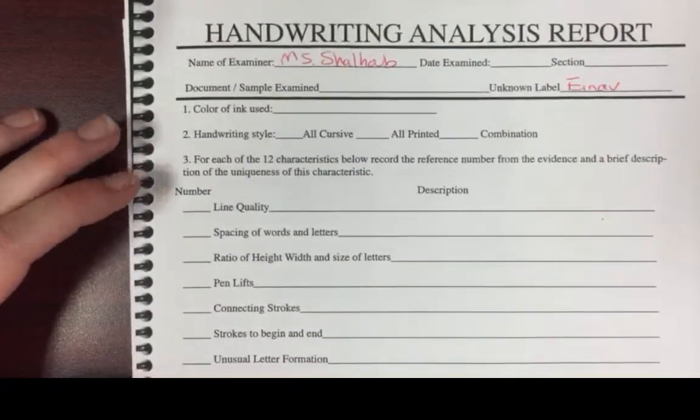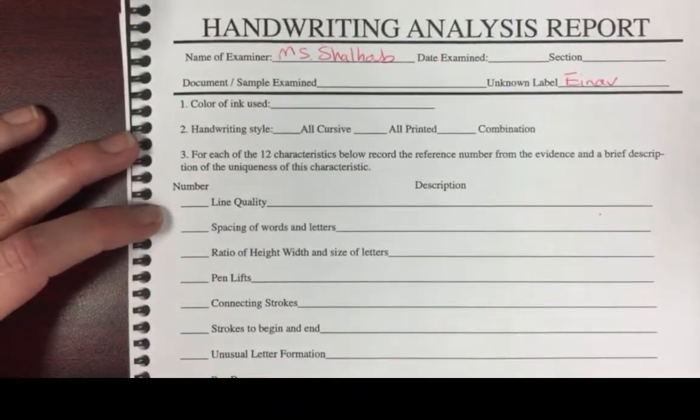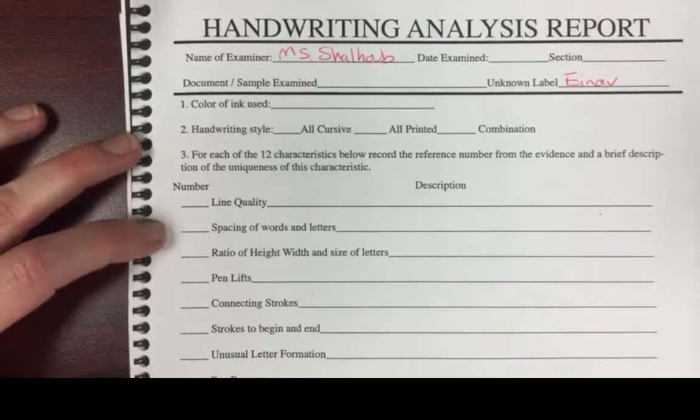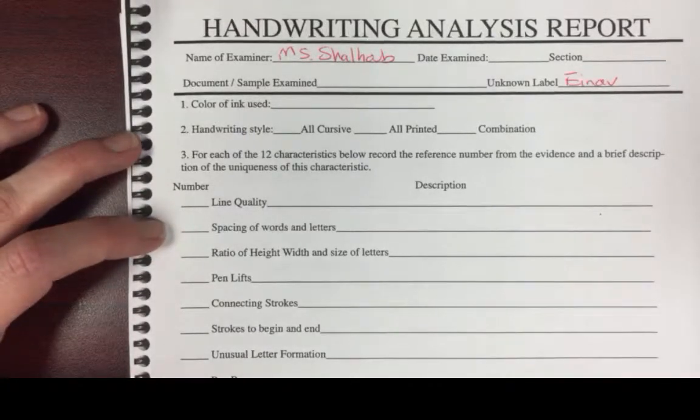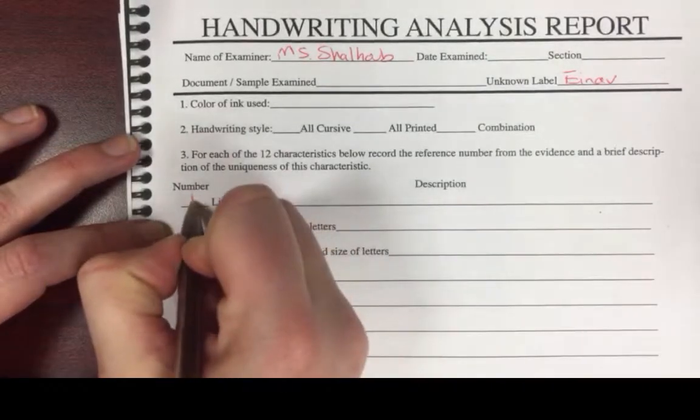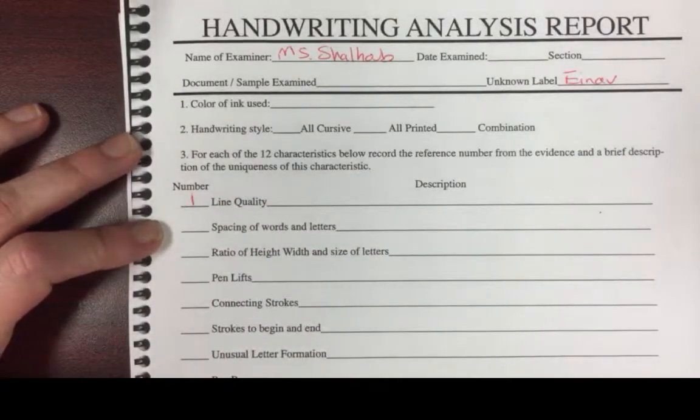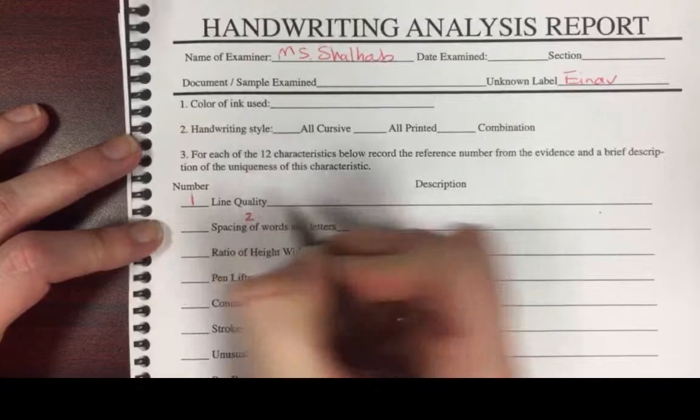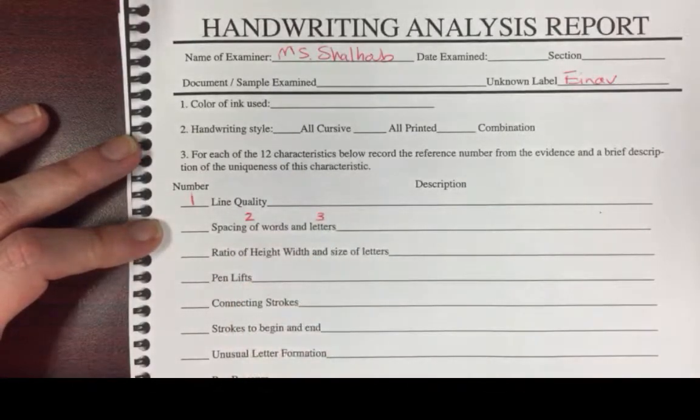What I would do before you begin is label numbers along the left-hand side. For line quality, there's only one example of this characteristic that you're going to need to label, so you can label it number 1. For the spacing of letters and words, there's only going to be one time that you have to label the spacing of words and one time that you have to label the spacing of letters. So you're going to label this 2 and this 3.